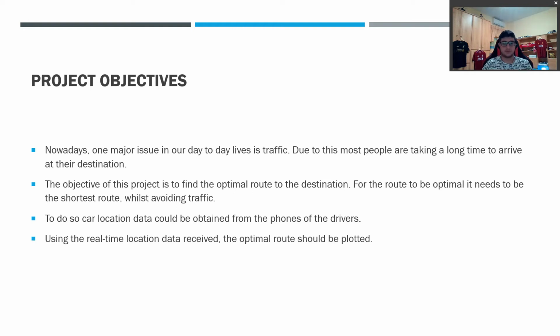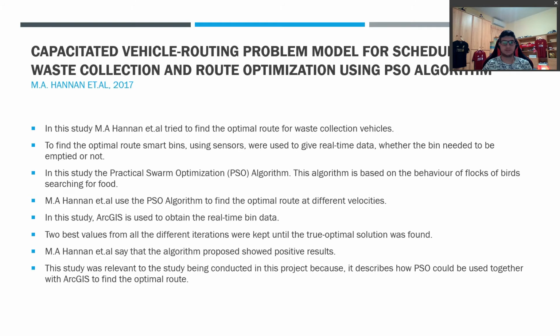The objective of this project is to find the optimal route to the destination for the driver. For the route to be optimal, it needs to be the shortest route whilst avoiding traffic. To find the traffic locations, the car location data could be obtained from the phones of the drivers themselves. Using this real-time location data received, the optimal route should be plotted. Moving on to the studies.